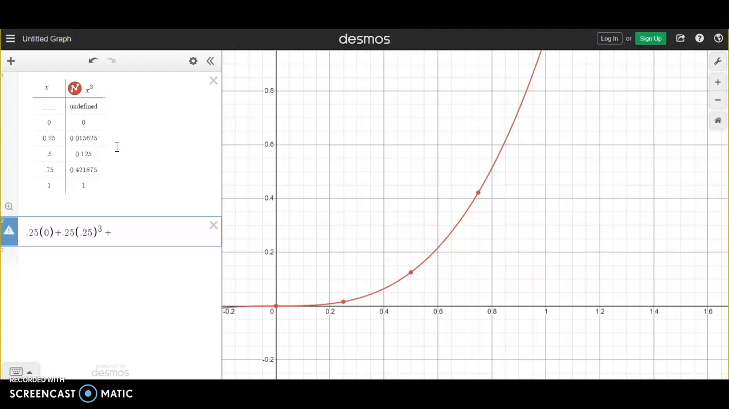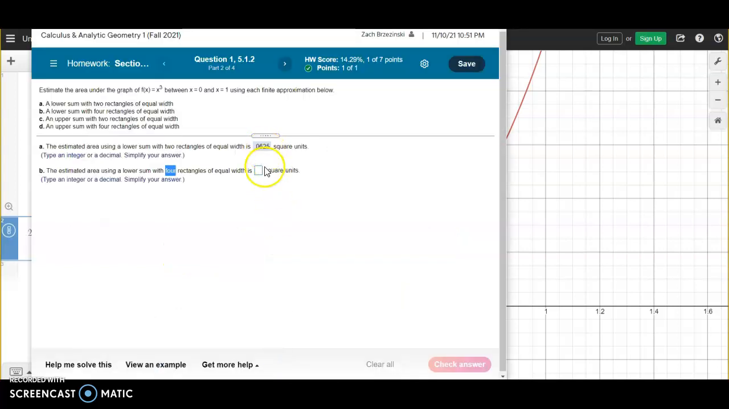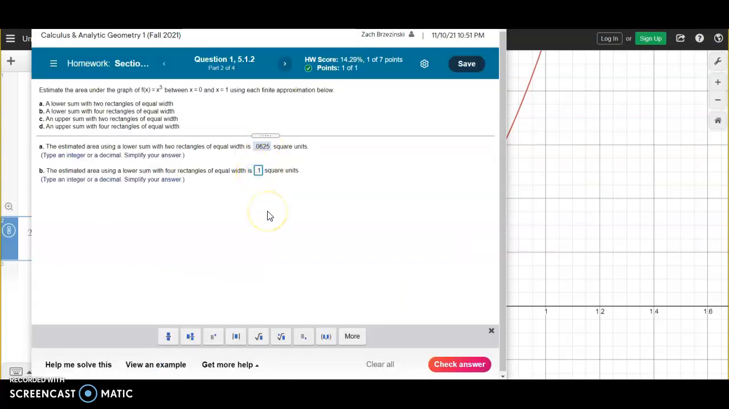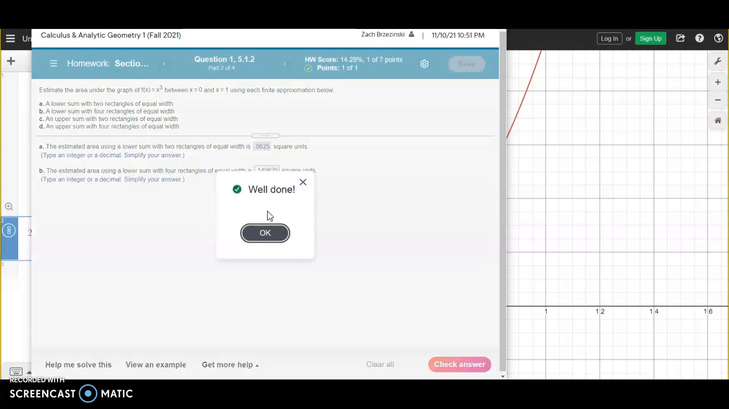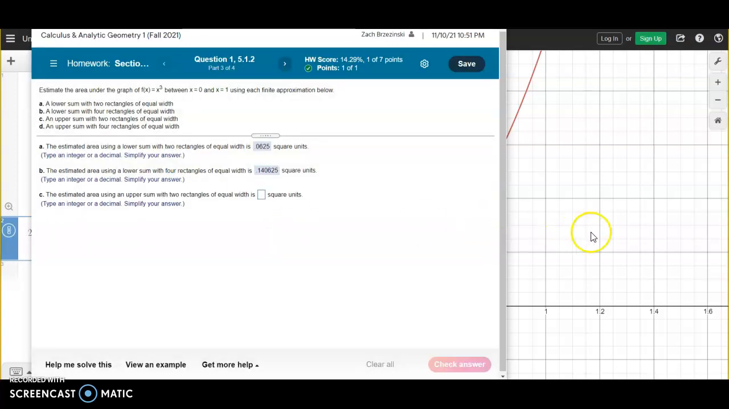Okay, and then we're going to just add that on, and then you go to where, basically, f of x at 0.5 plus 0.25 at 0.75 cubed. And so this gives us an answer of 0.140625. Perfect. Alright, so now we're going to be doing the exact same thing, but with the upper sum.